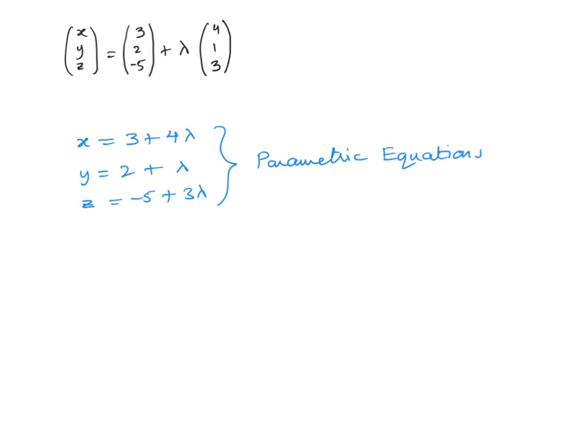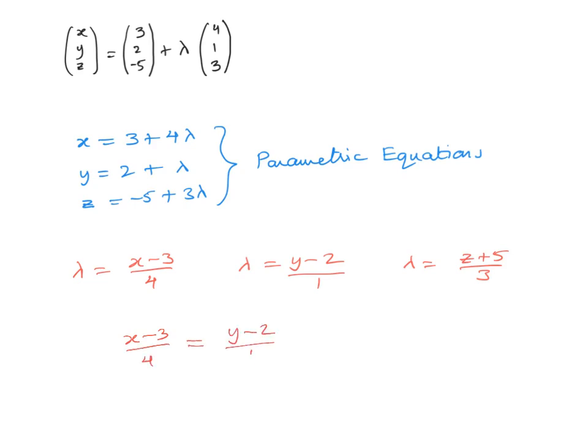So for example, I can get lambda equals x minus 3 and then divided by 4. Then I can get lambda equals y minus 2, and I'm gonna write divided by 1. And then I can get lambda equals z plus 5 and then divided by 3. And then since they're all equal to lambda, I can set them all equal to each other and get x minus 3 over 4 equals y minus 2 over 1.